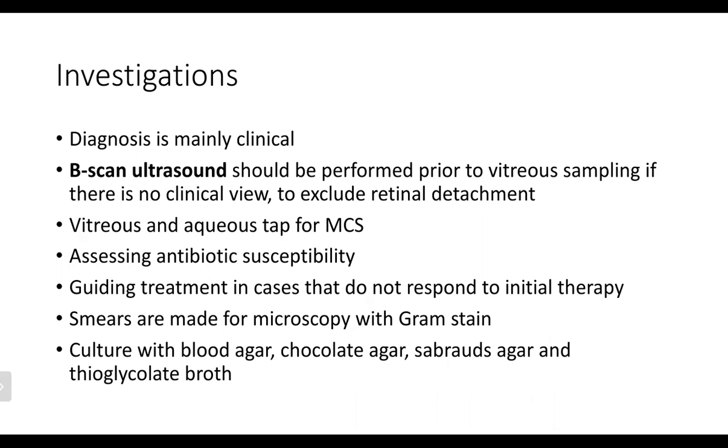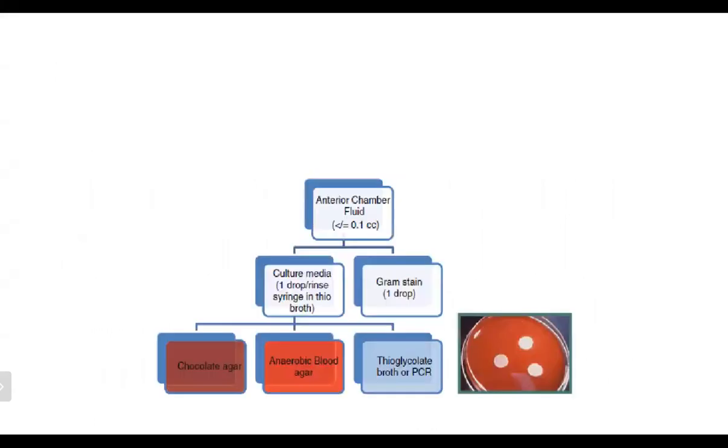And then you take samples also for culture on blood agar, chocolate agar, Sabouraud's agar, and thioglycolate. This will help to culture most of the organisms that have been isolated before. Now, this is a flow chart, just a small guide showing what needs to be done. Because we are taking both aqueous and vitreous samples, it's the same thing for the vitreous sample. When you take the sample, you put a drop for Gram stain, and then the remaining for culture on chocolate agar, blood agar, and the others like I mentioned.